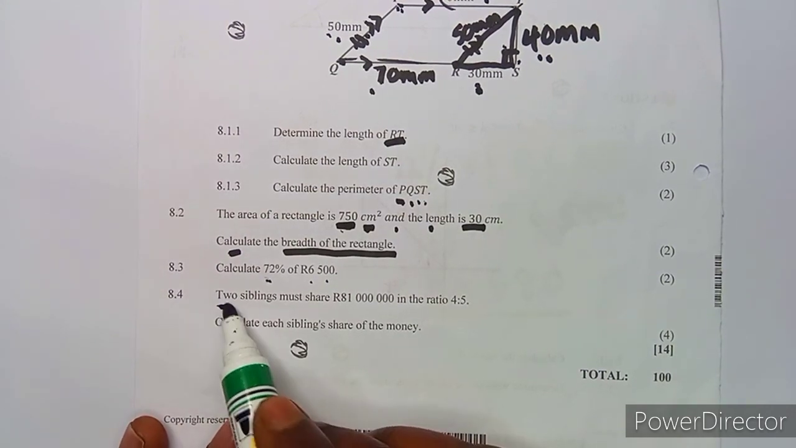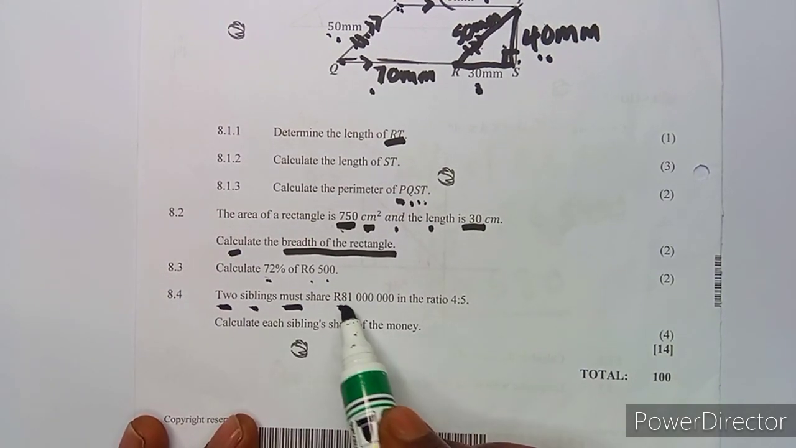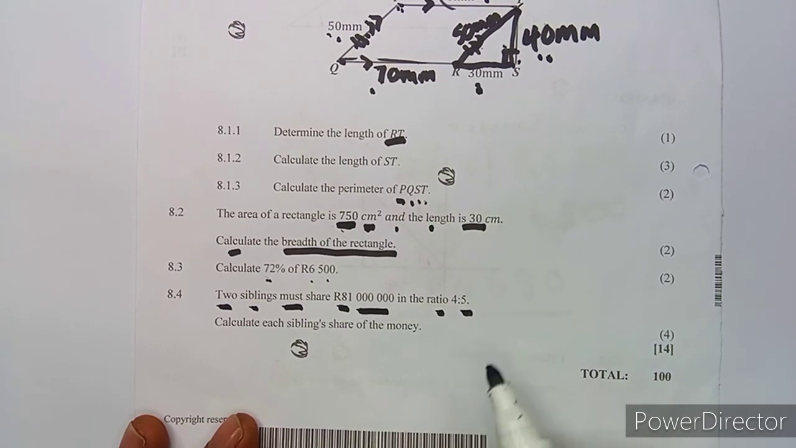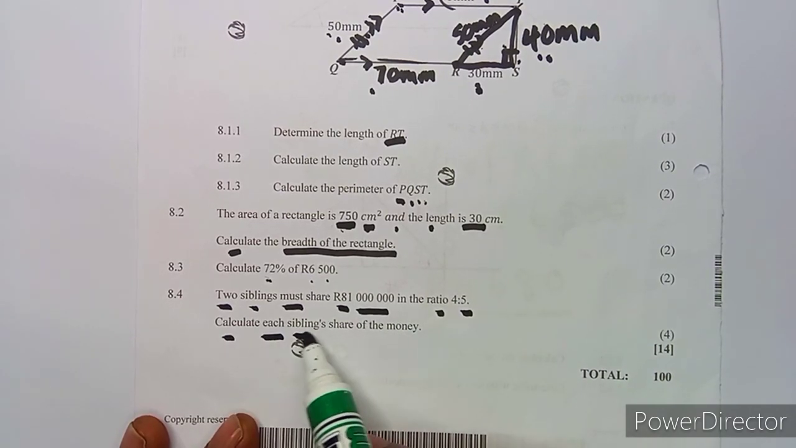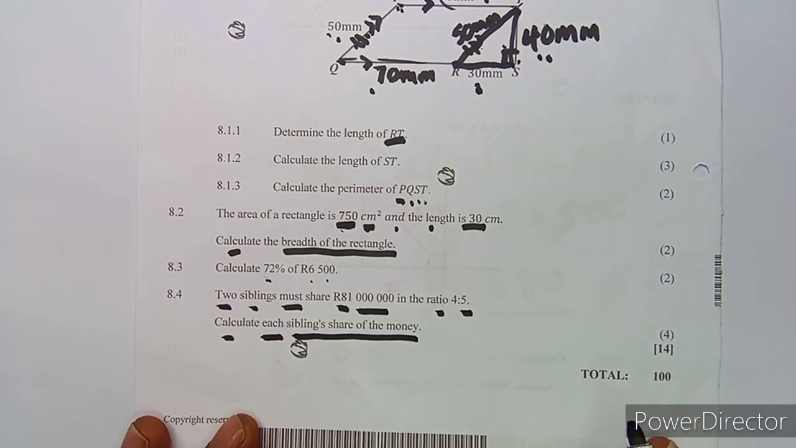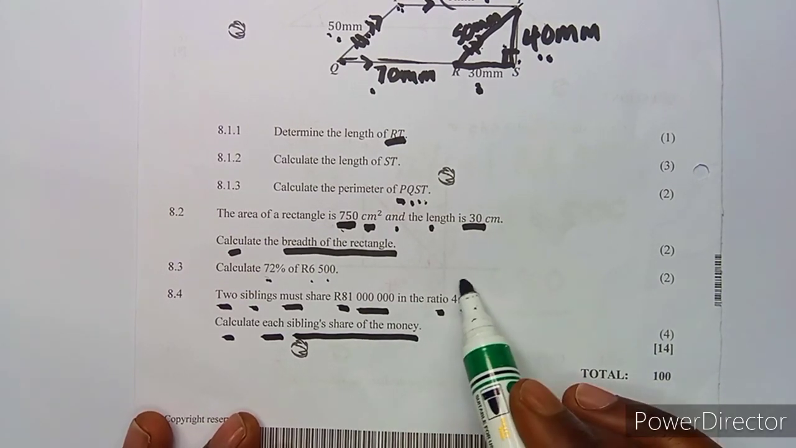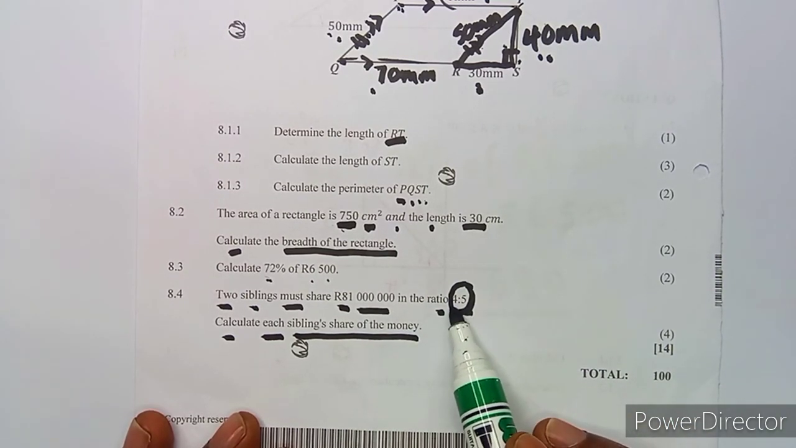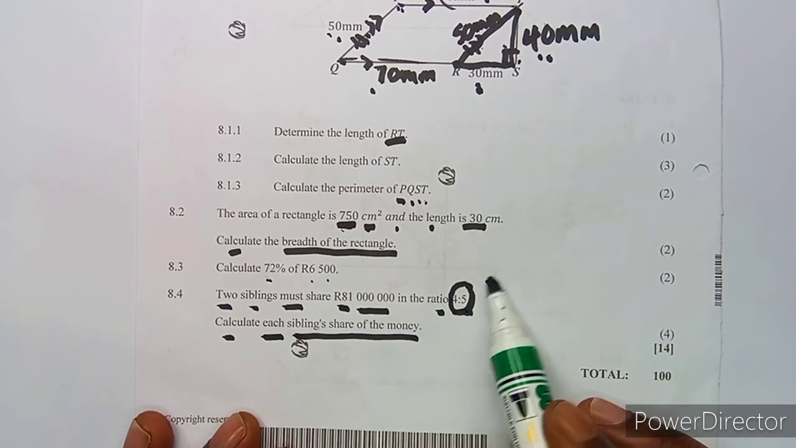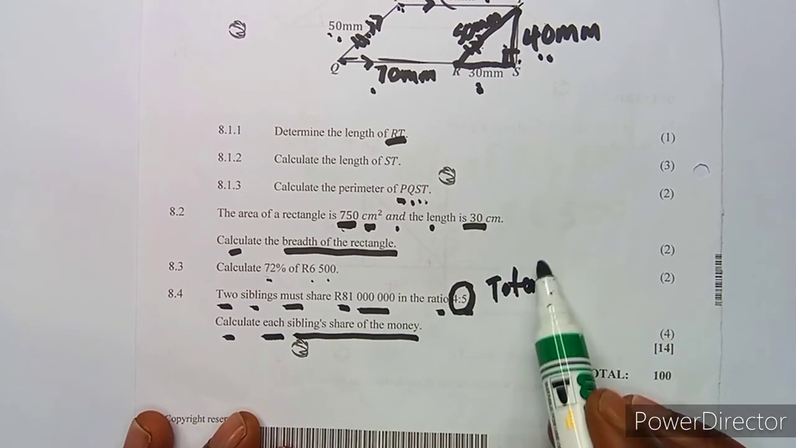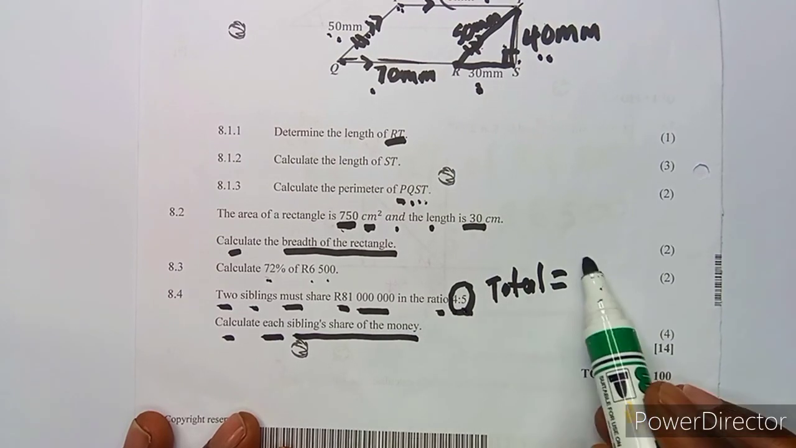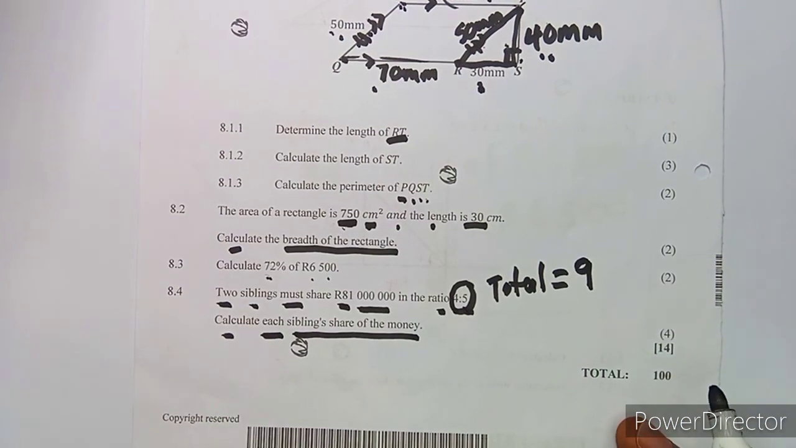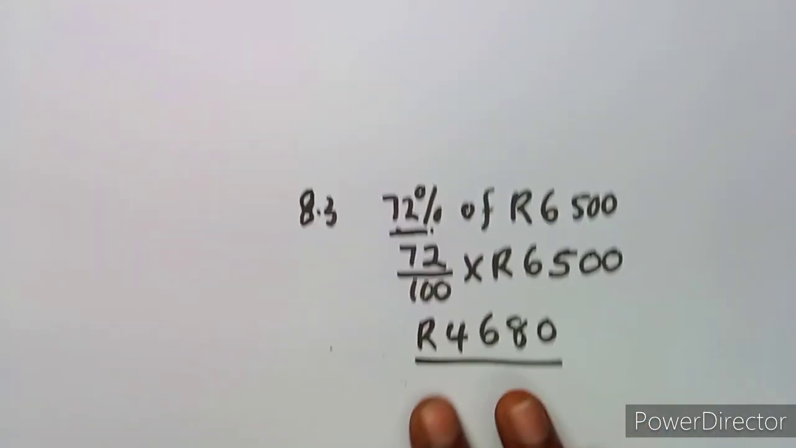8.4. Two siblings must share 81 million in the ratio of 4:5. Calculate each sibling's share of the money. They are sharing 4:5. So the first one is going to get 4, the other one 5, but we need the total of the ratio, which is 4 plus 5, which is 9.